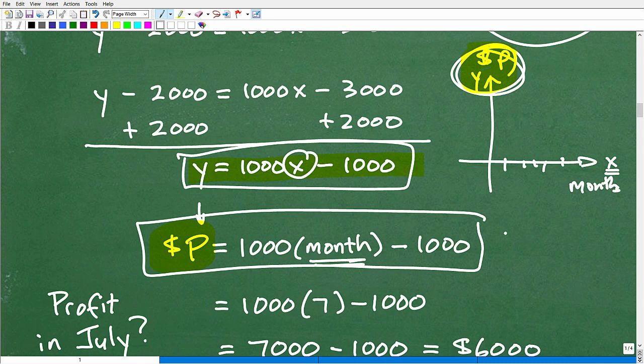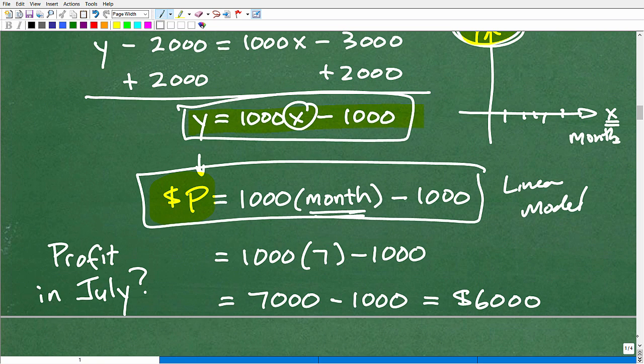This is a linear model that describes our business venture, our business growth. And of course, it could change and we can make it more accurate, but this is a linear model, and we used algebra to get to this model. Now let's see the value of this model. Let's try to predict what our profit would be in July.